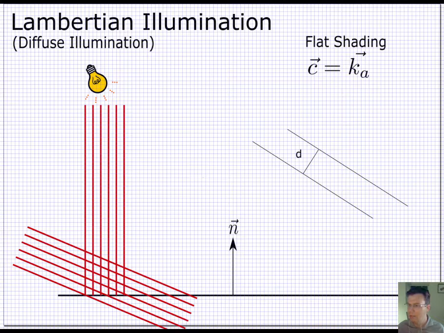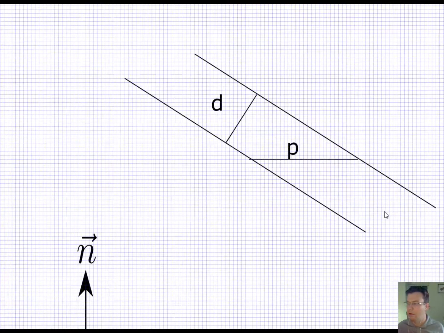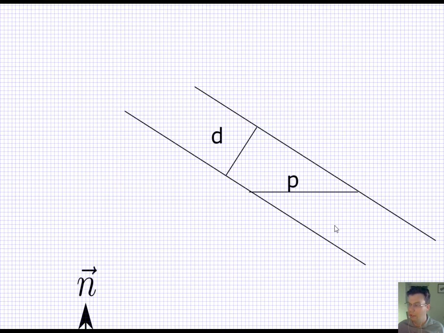But what I'm interested in is when they hit the surface, there's actually another distance, and I want to know, okay, what is this distance between the 2 rays when they come in at an angle? I'll call that distance p. So what I can look at here is just some basic trig.